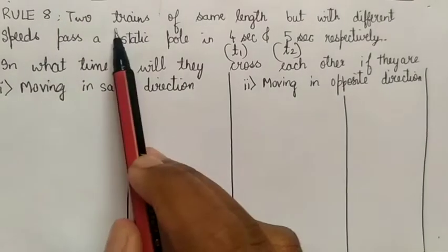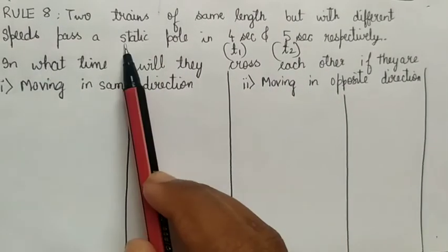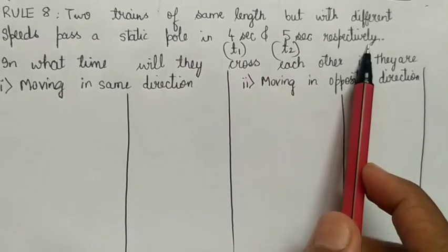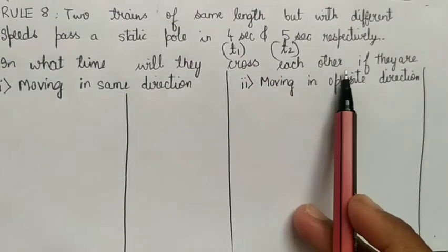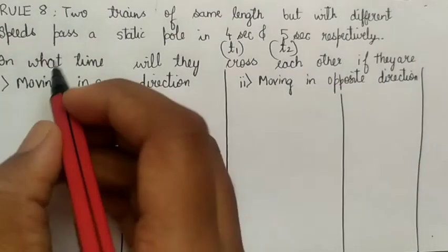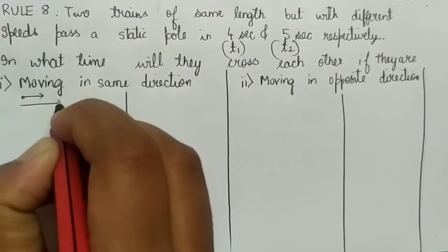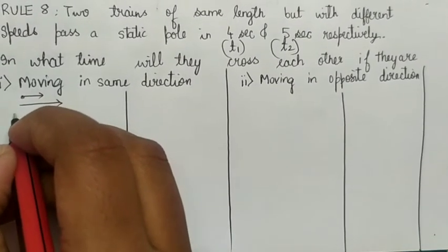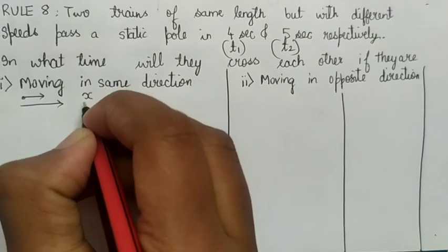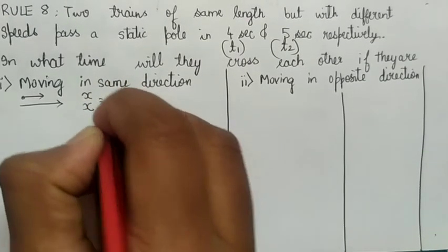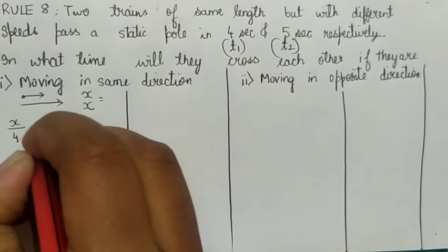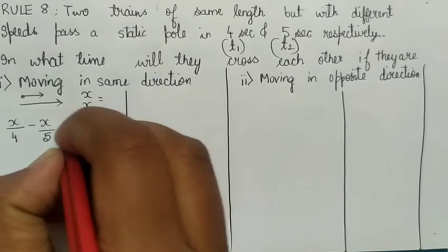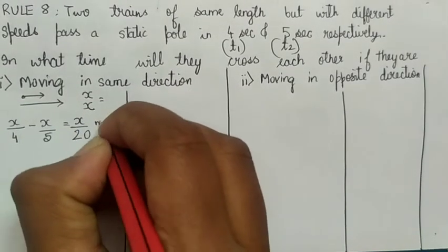Rule 8. Two trains of the same length but with different speeds pass a static pole in t1 seconds, let it be 4, and t2 seconds, let it be 5, respectively. In what time will they cross each other if they are moving in the same direction? Same direction means they are moving like this. Here, the first method: I will try to find the relative speed. Let the length of the trains be x. The other train will also be of the same length. So x by 4 minus x by 5, since they are moving in the same direction, the relative speed will be x by 20 meters per second.